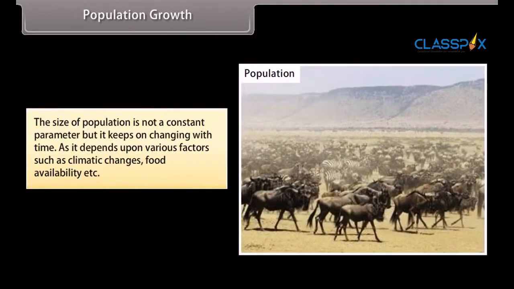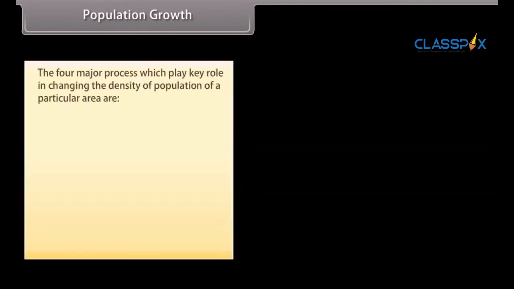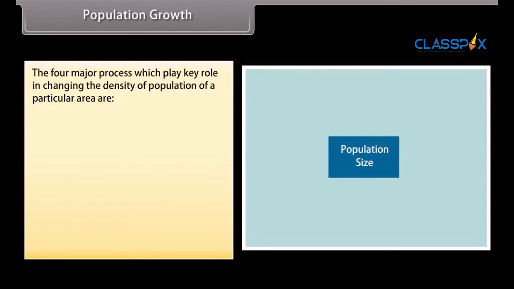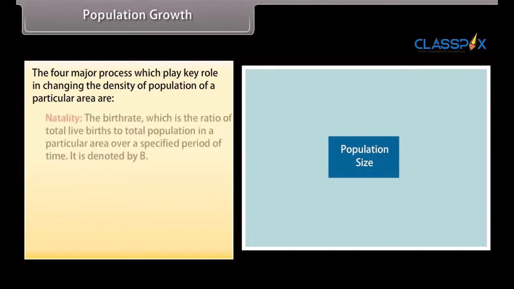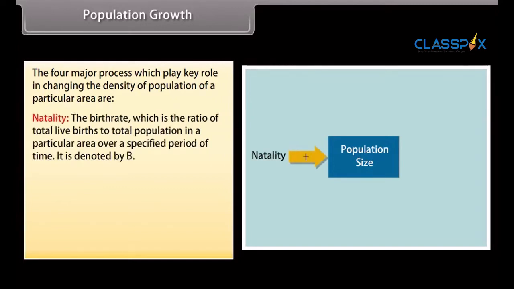Population growth. The size of a population is not a constant parameter, but keeps changing with time, as it depends upon various factors such as climatic changes, food availability, etc. The four major processes which play a key role in changing the density of a population of a particular area are natality, the birth rate, which is the ratio of total live births to total population in a particular area over a specified period of time. It is denoted by B.